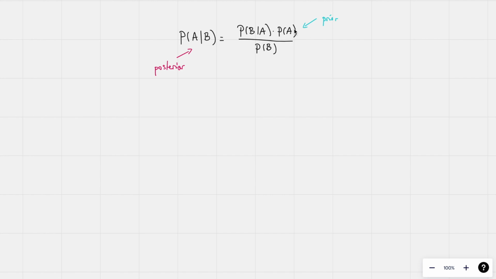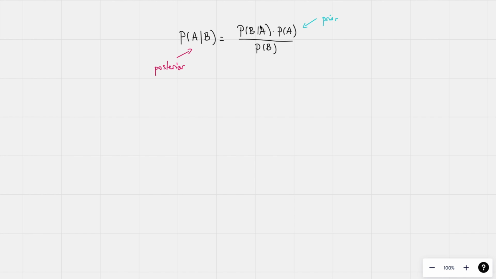In the beginning, our knowledge or our belief about the event A was encapsulated by this term here, P of A, the probability of A. And after the event B has happened, has been observed, then our new belief, the new probability of the event A, is this one. So this is a formula that tells you how to update your belief about the probability of A after the event B has been observed.